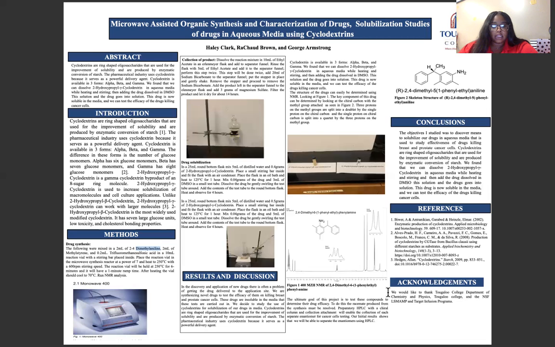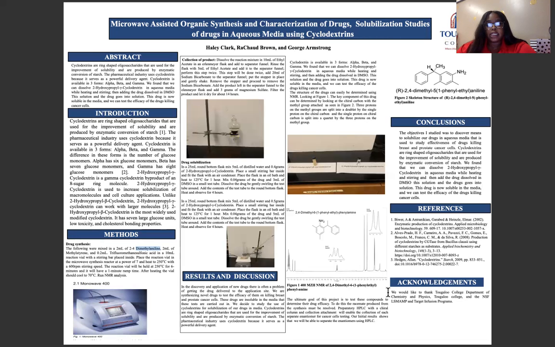Cyclodextrins are ring-shaped oligosaccharides that are used for the improvement of solubility and are produced by enzymatic conversions of starch. The pharmaceutical industry uses them because of this. The objective that I studied was to discover the means to solubilize our drugs in the aqueous media that is used to study effectiveness of drugs killing breast and prostate cancer cells.